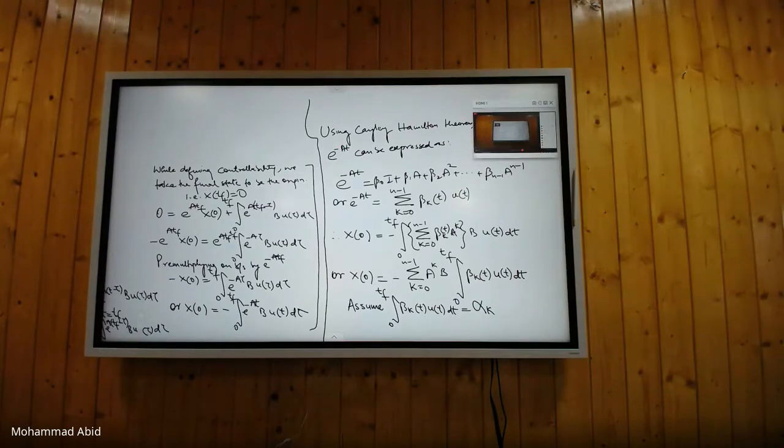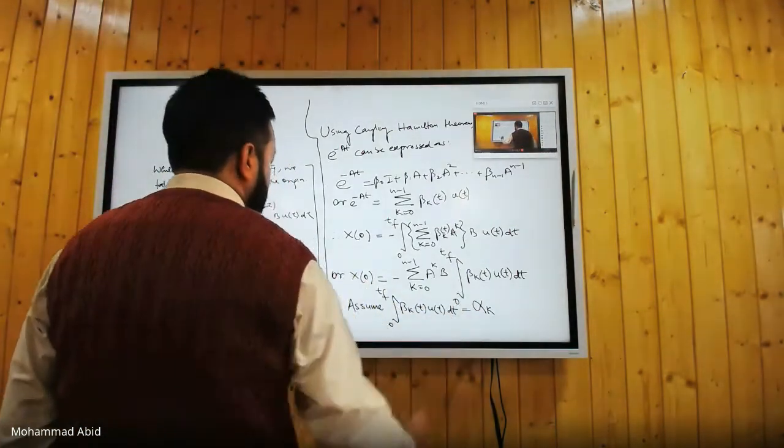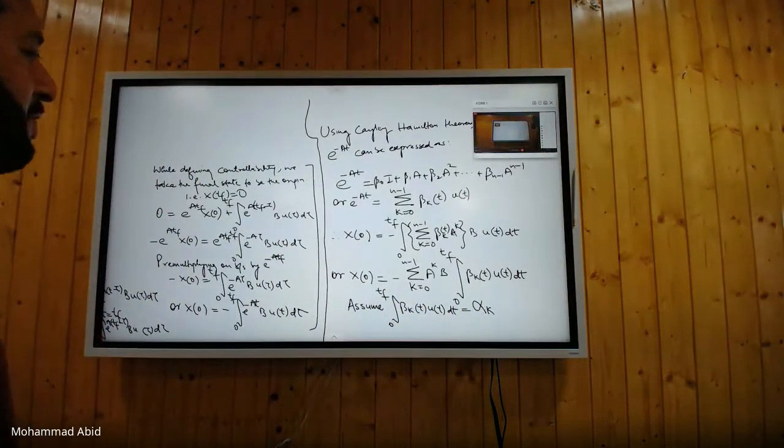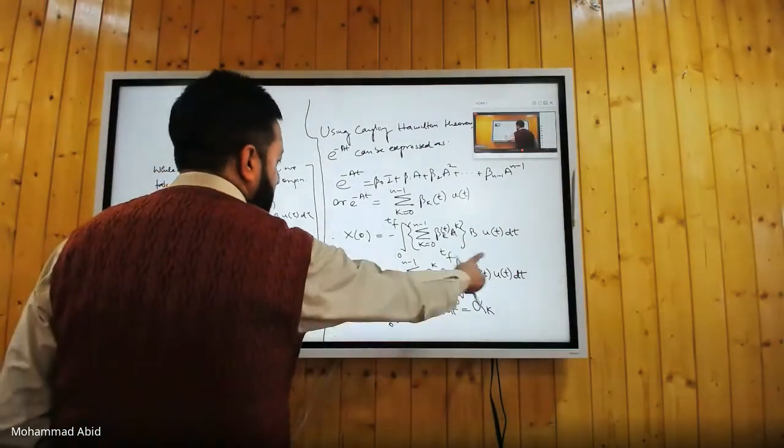So for beta naught I evaluate it, I get alpha naught. For beta 1 I get alpha 1. Similarly, for beta n minus 1, I get alpha n minus 1. But this is subject to the condition that I know u(t), which is what we are going to prove. We will see the condition under which this alpha k can be evaluated. So I assume this is equal to alpha k and substitute it back here.